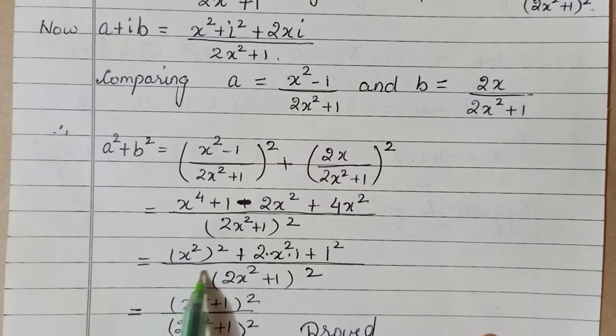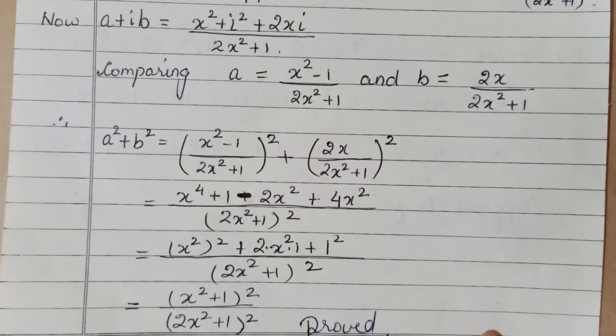So the whole square of x square plus 1 has come out, this whole thing. Okay, that is what you had to show, simply.